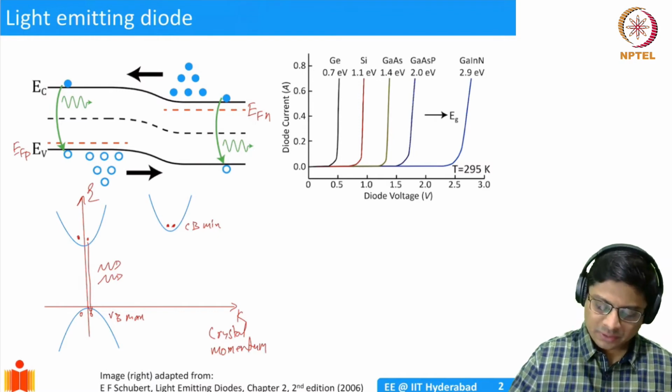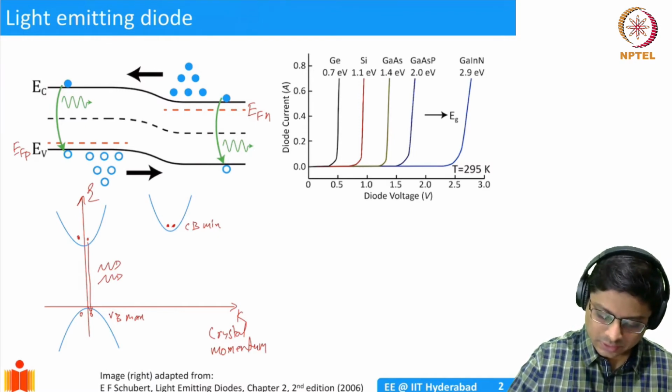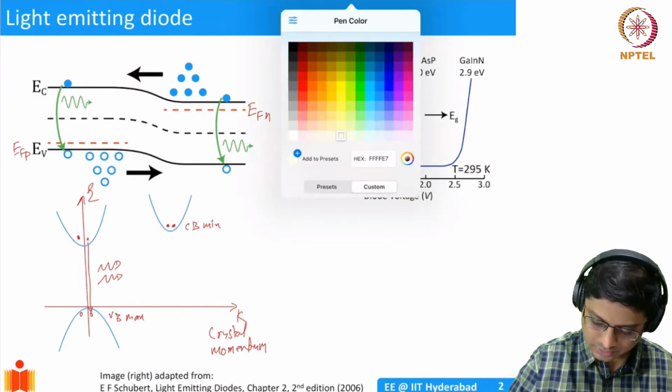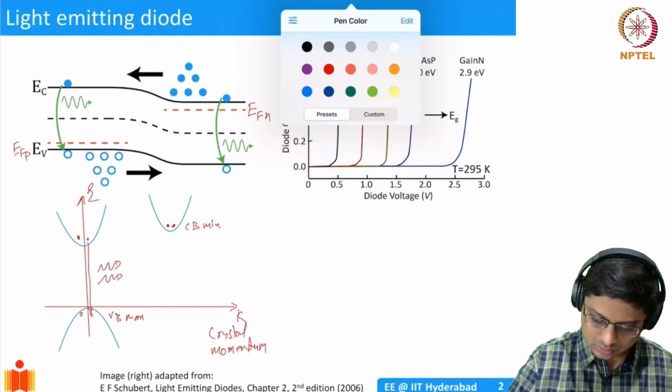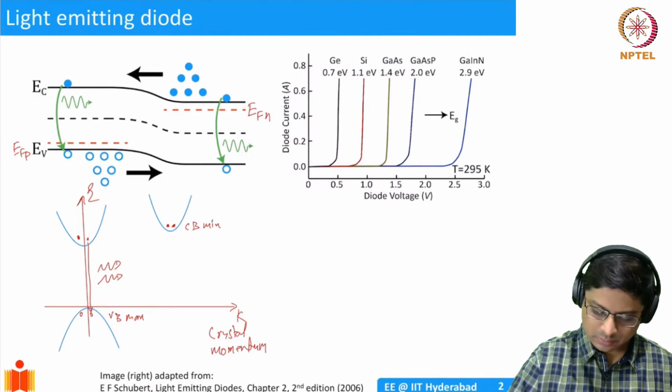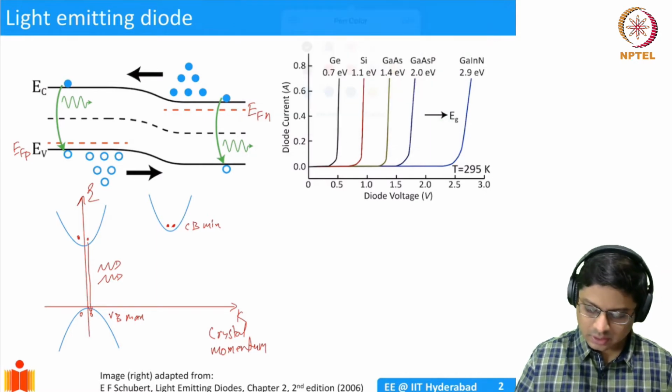The first type of recombination process is, just give me a moment, reset. I'll go to green, okay, or maybe black, okay.